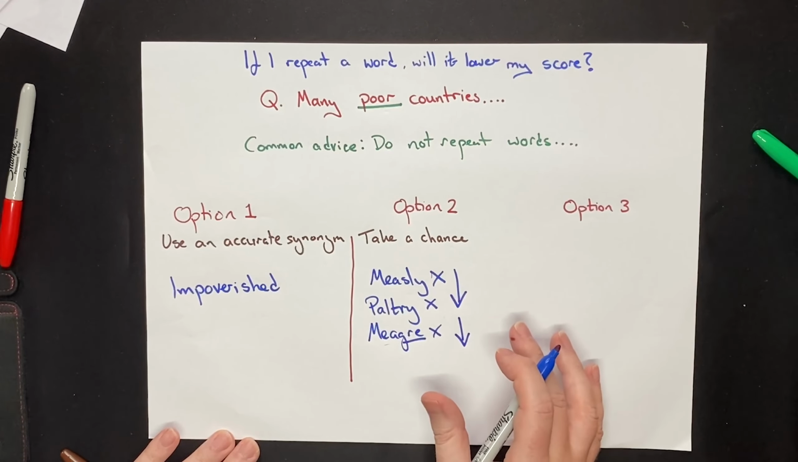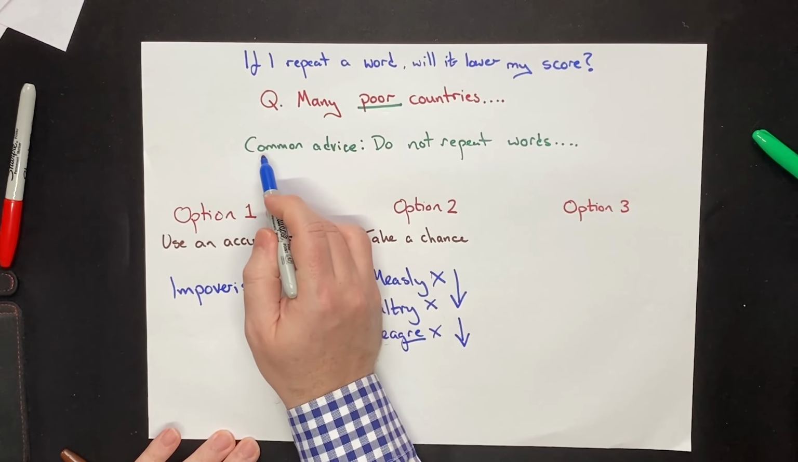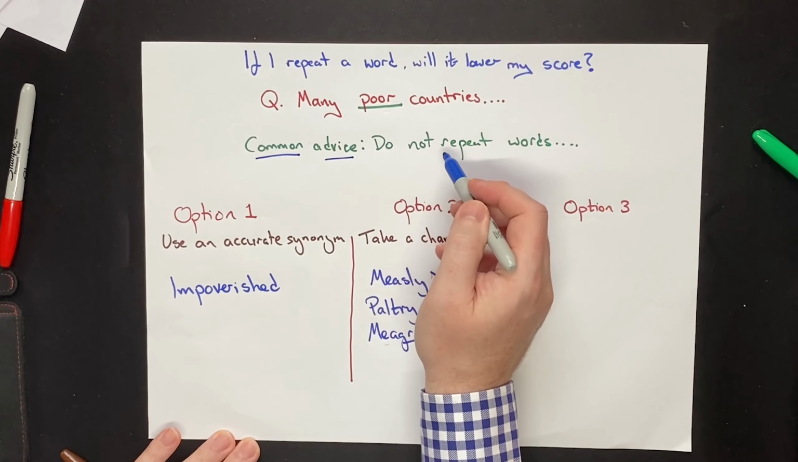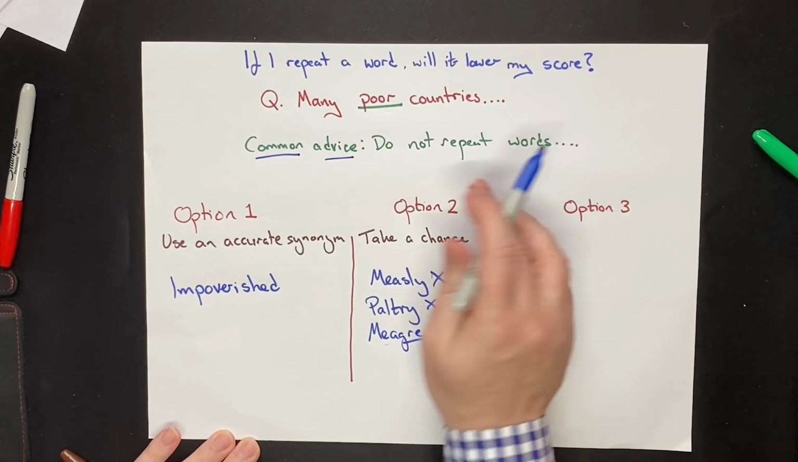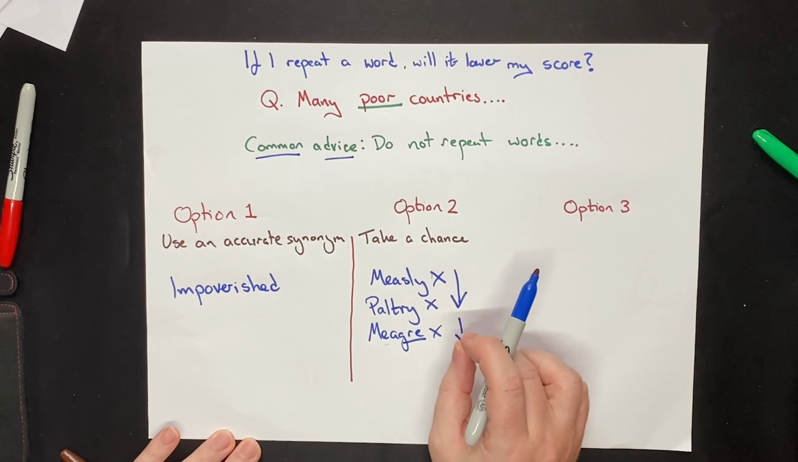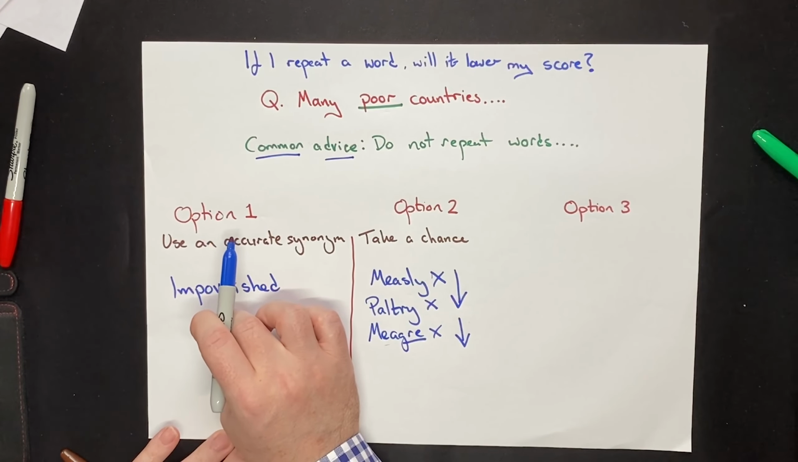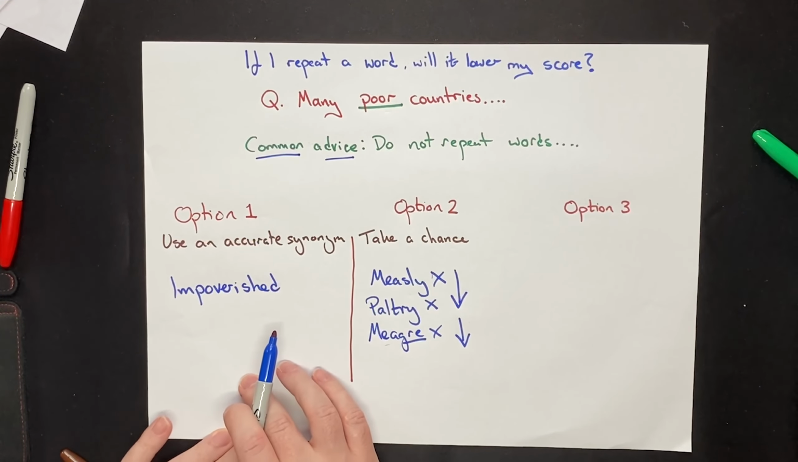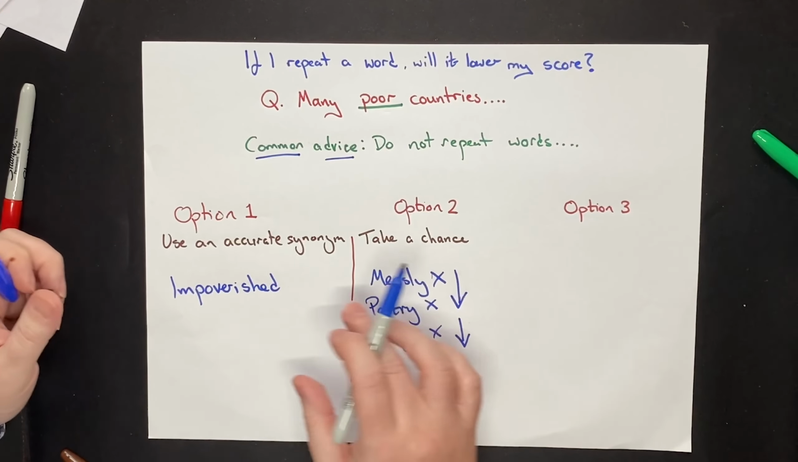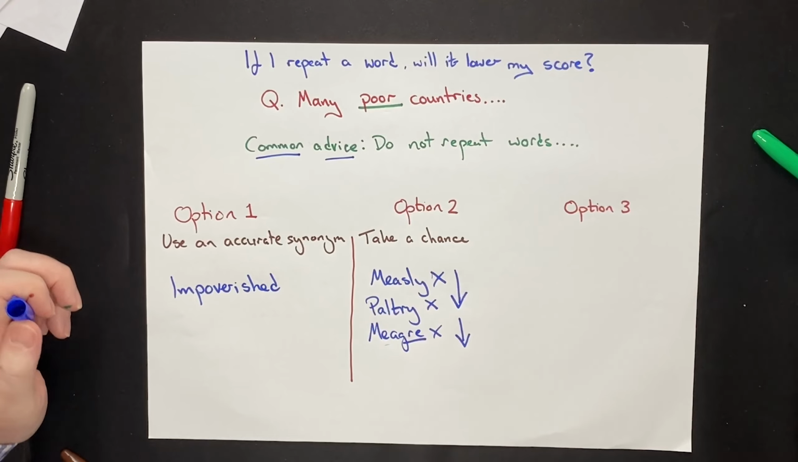There's so many things that could be wrong. Why do students do this? Because the common advice that most people are given is do not repeat a word. So this forces students to use words inaccurately, because most of the time their vocabulary is not wide enough to accurately change the word over and over and over again.